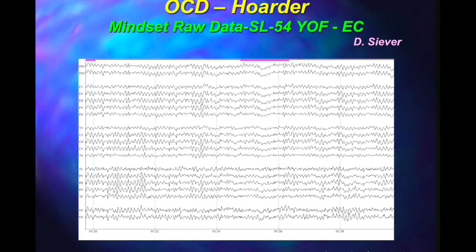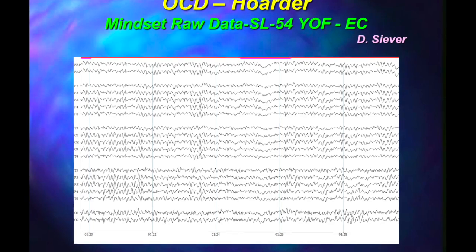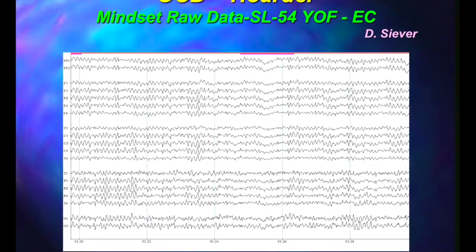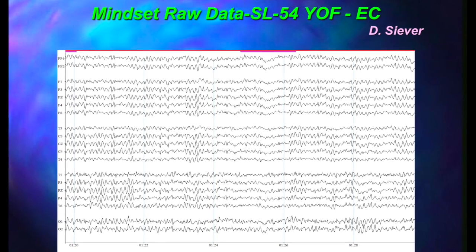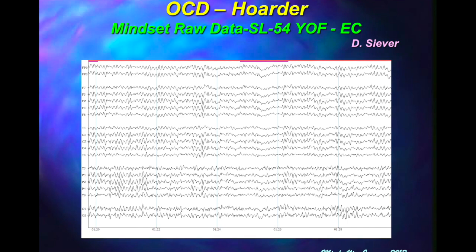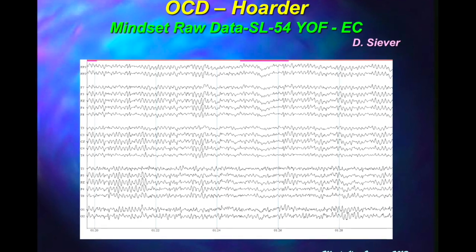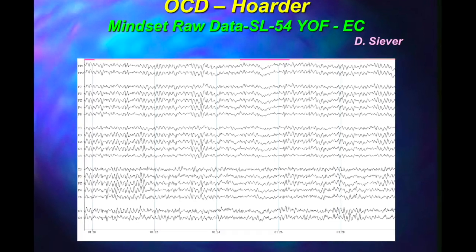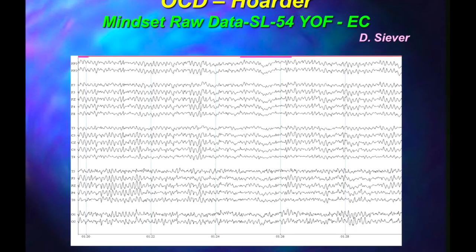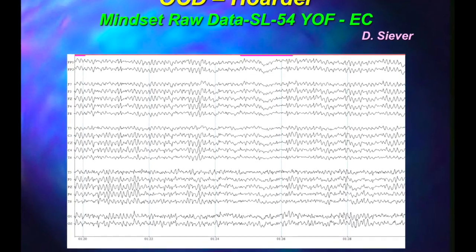Now, I'm going to show you obsessive compulsive disorder of a 54-year-old female who's a hoarder. And this is normal OCD. This is not thalamocortical disconnected OCD. But we can see here in this record there are alpha waves throughout. Those are those nice big squiggly lines. And they look really good. So this person has normal OCD.